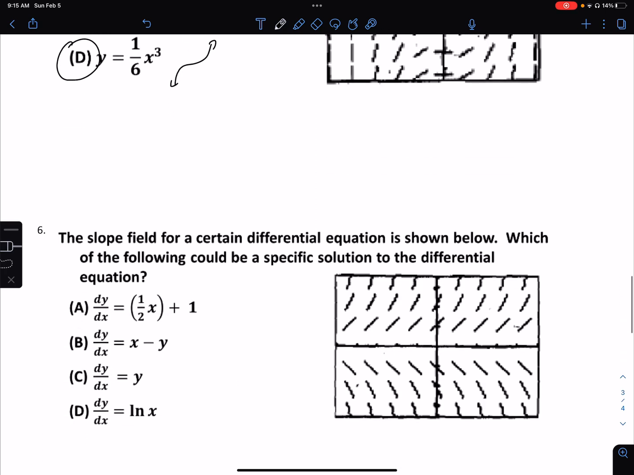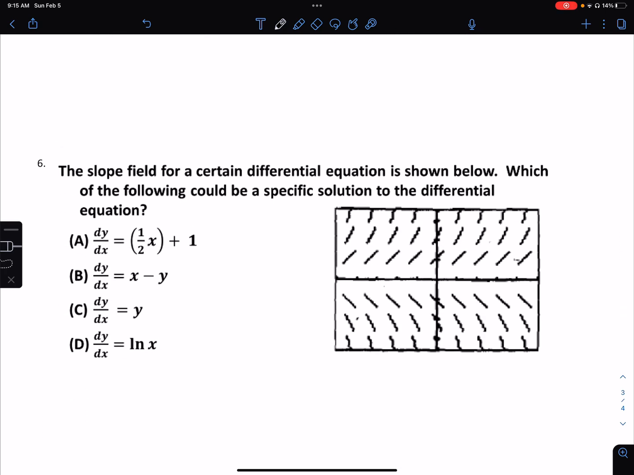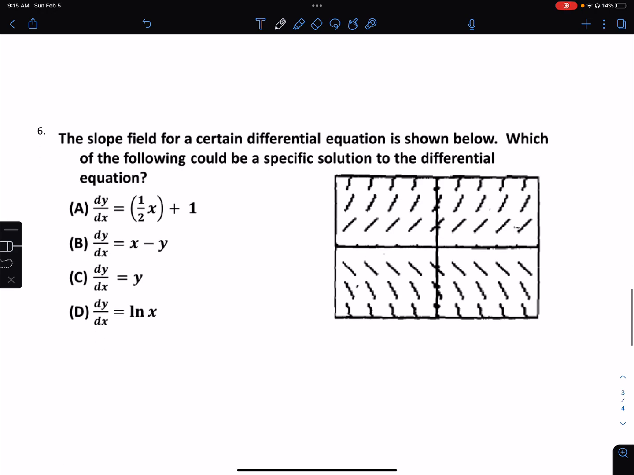All right, so you guys try one. Here it is, the slope field for a certain differential equation shown below. Which function does it look like? These are a little bit harder to do here. Another way we can do this is just pick points. Ready? If I pick the point 1, 1 and just plug these in, at 1, 1 my slope here is going to be 1/2 plus 1, so 3/2.